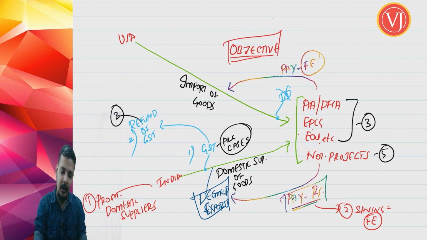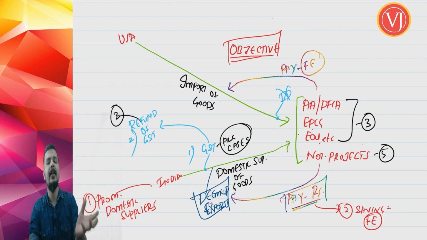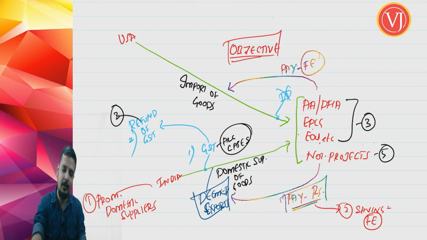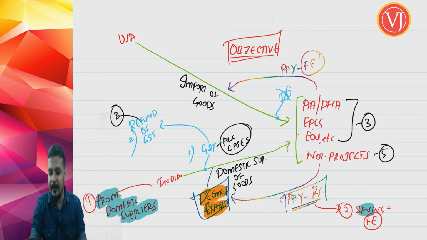First is to ensure, why it is called deemed export. Why is supply from India to all these categories, 3 plus 5 categories, called deemed exports? Why is it referred to as deemed exports? That's a dual reason. First, it is promoting domestic suppliers because these people are purchasing from domestic suppliers. Second, you are saving your foreign exchange. How are you saving your foreign exchange?